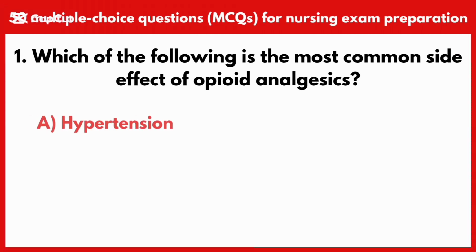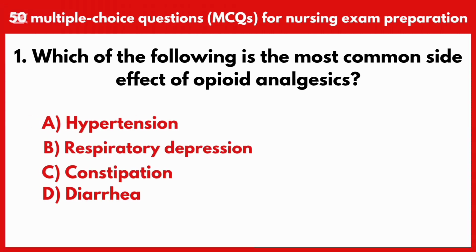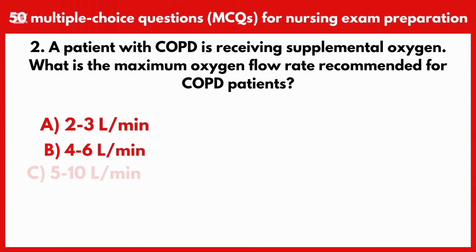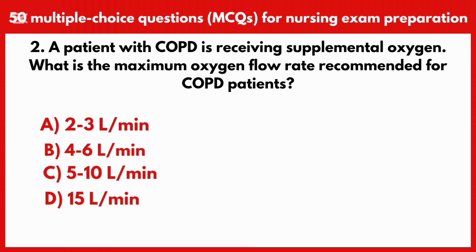Which of the following is the most common side effect of opioid analgesic? Correct answer is option C, constipation. A patient with COPD is receiving supplemental oxygen. What is the maximum oxygen flow rate recommended for COPD patient? Correct answer is option A, 2 to 3.